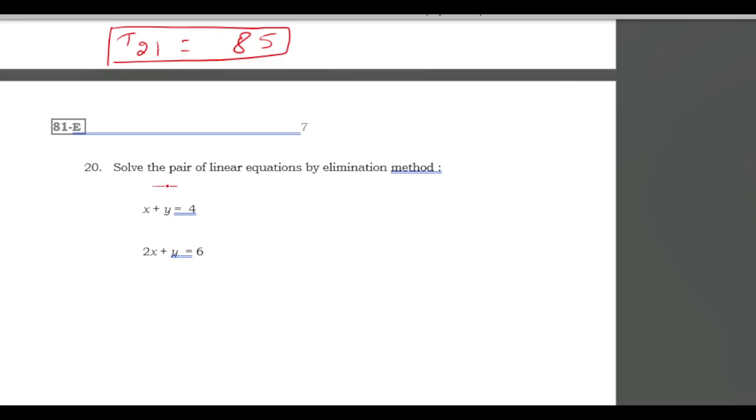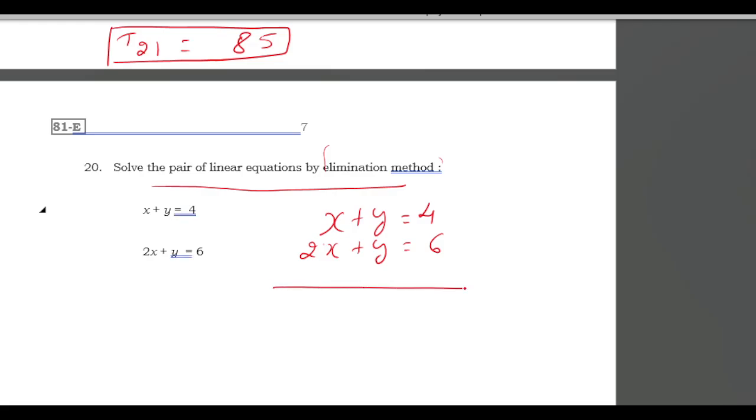Solve the pair of linear equations by the elimination method. So they asked us to do it by elimination. x plus y is equal to 4 and 2x plus y is equal to 6. By eliminating, we just change the sign. Here plus is there, plus into plus is plus.